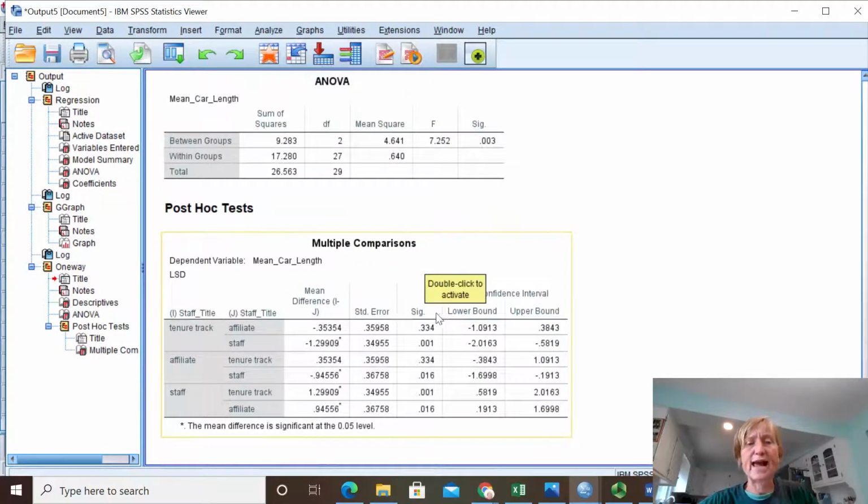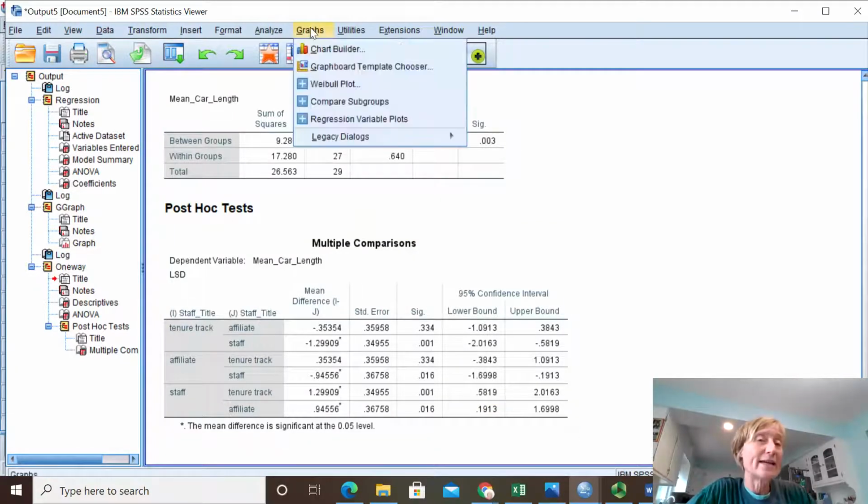And the post hoc test actually looks at each set of two groups and asks, are these significantly different from each other? So in this, we see the tenure track compared to the affiliates, and we get a significance level of 0.34. Tenure track and affiliates don't differ in their car size, but tenure tracks and staff have a p-value of 0.001. So staff have bigger cars than tenure tracks based on our means from before. And you can look at all of these relationships.